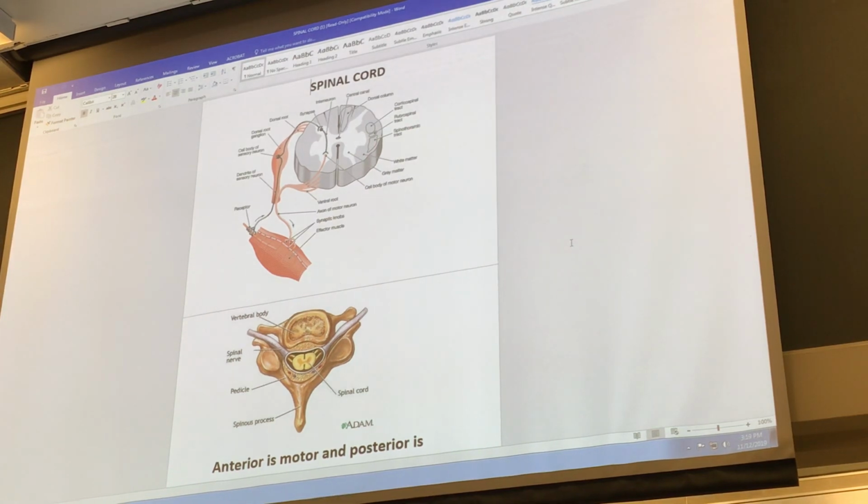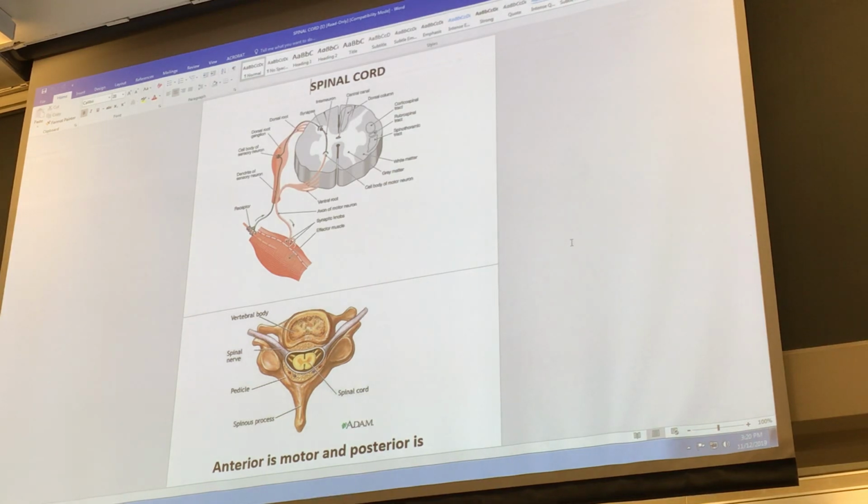The reason that the color is backwards is because of the background. If you imagine that the artist made this gray like it's supposed to be, and this white like it's supposed to be, it would blend in with the background, and all you'd see is a gray butterfly. So the artist had to reverse the colors. But keep in mind that the gray matter is on the inside, on the horns here, and the white matter is on the tracts, or funiculi, singular funiculus, if you're into Greek and Latin.